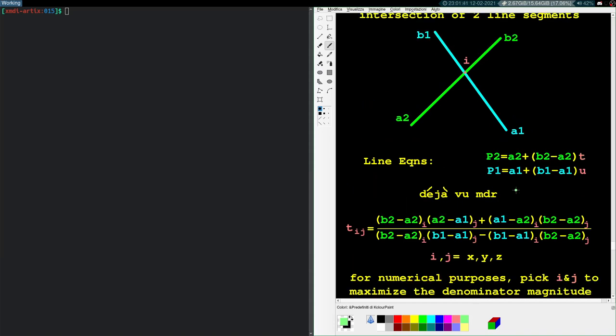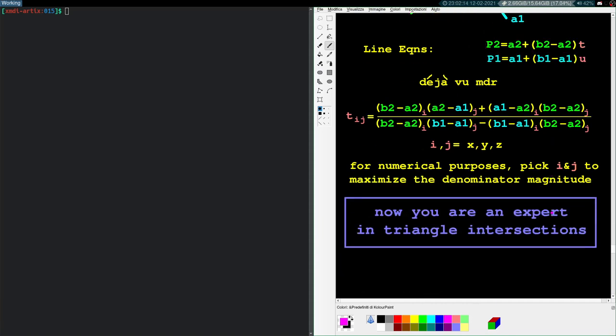And I should say, by the way, when you have an expression like this, if the T value is less than 0 or greater than 1, the point of intersection of this line is not on the boundary that you said, because this is normalized so that 0 basically means A2 and 1 means B2. So if you have any point that's less than 0 or more than 1, you will not be on the line segment part of this line.